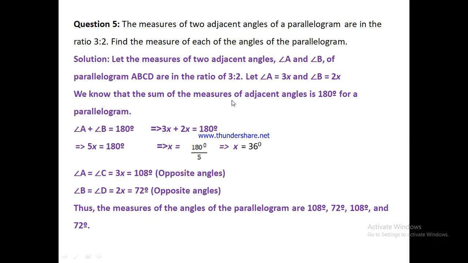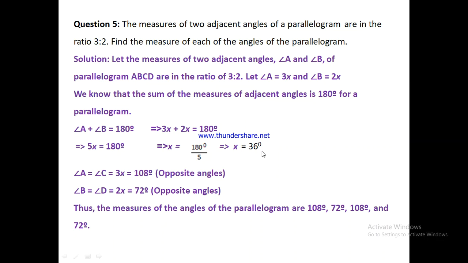We know that the sum of the measure of adjacent angles is 180 degree for a parallelogram, and we know that adjacent angles of a parallelogram are supplementary. So angle A plus angle B is equal to 180 degree. It implies that angle A is equal to 3x and angle B is equal to 2x. Their sum will be equal to 180 degree. So 5x is equal to 180 degree. It gives x is equal to 180 degree upon 5. It implies that x is equal to 36 degree.